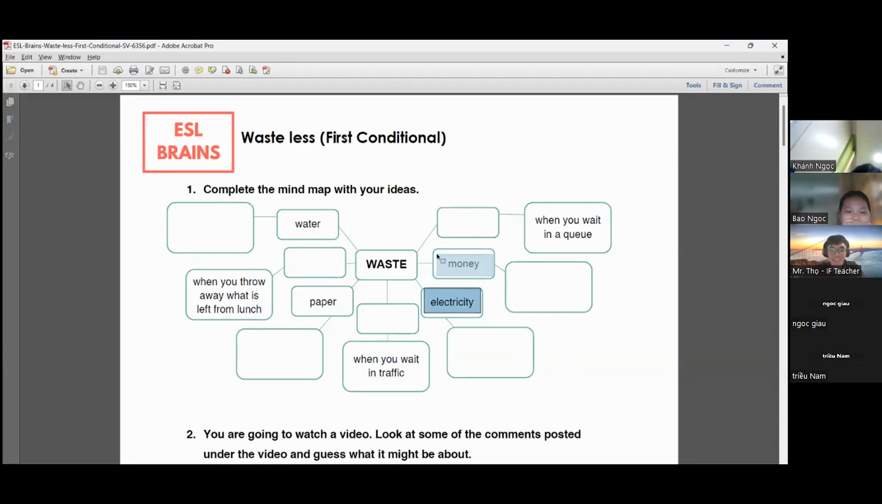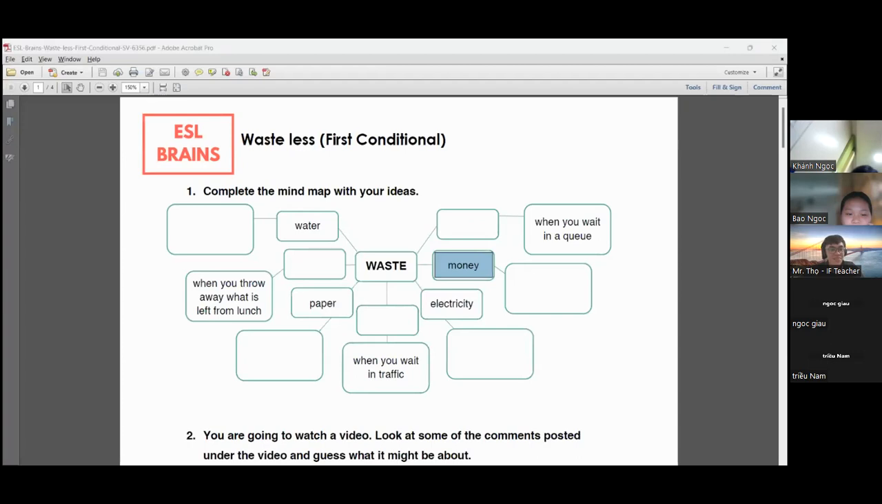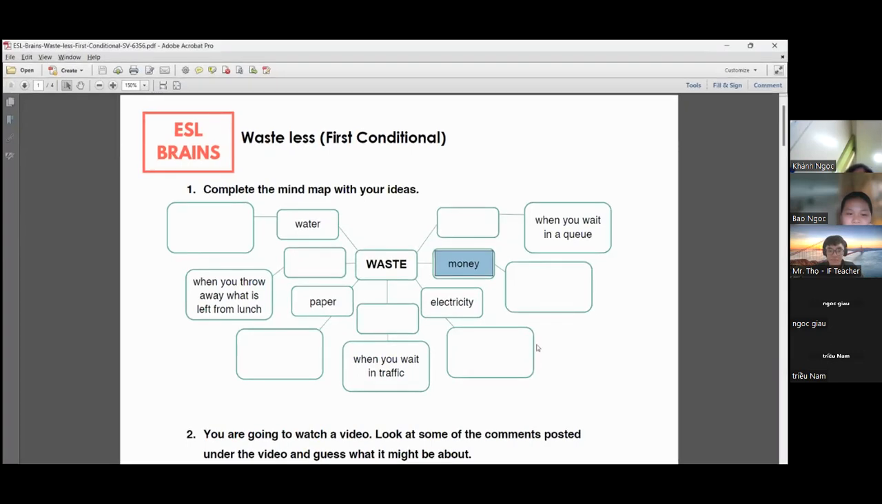How about money? This will be a tricky question. I think you will waste money when you buy unnecessary things. Can you give me an example? Maybe we buy a backpack and we don't use it, or we buy some books or novels and we don't read them, so it's a waste of money. Yeah. You buy something that you can't use or you don't plan to use that much.